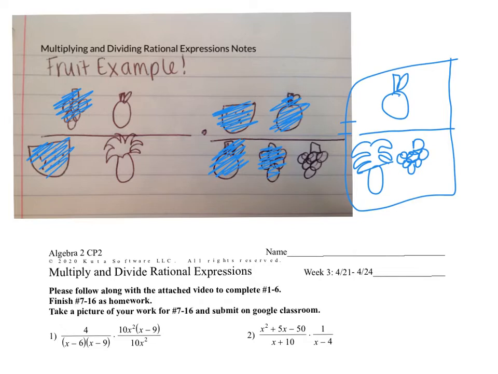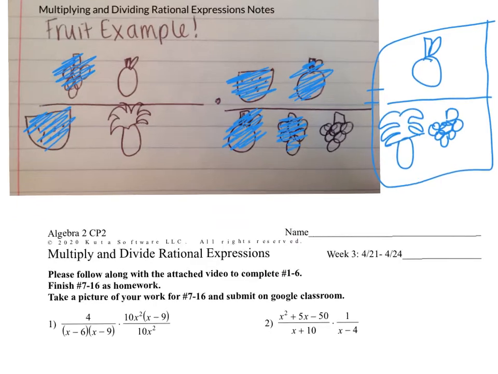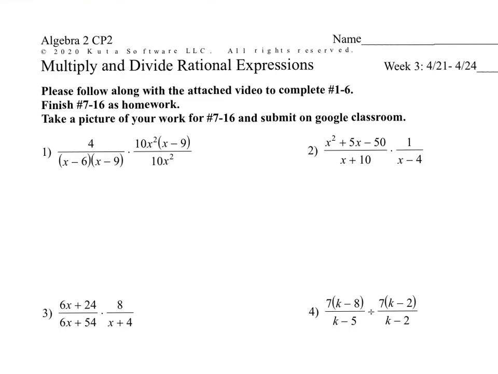We're going to do the first 6 problems as examples, and then you're going to finish the rest of the worksheet for homework, and then submit it on Classroom. The first step with multiplying and dividing rational expressions is to make sure that everything is factored.